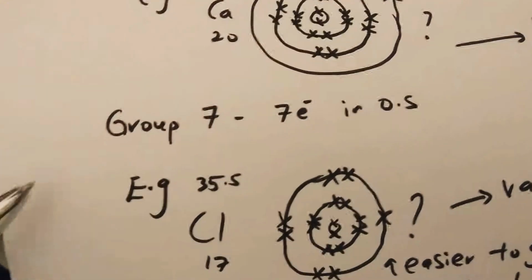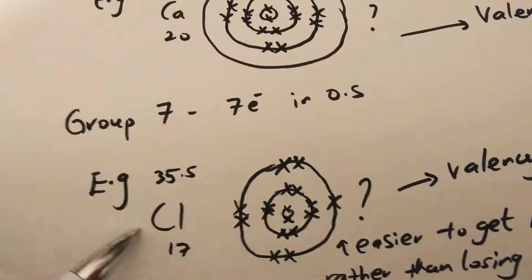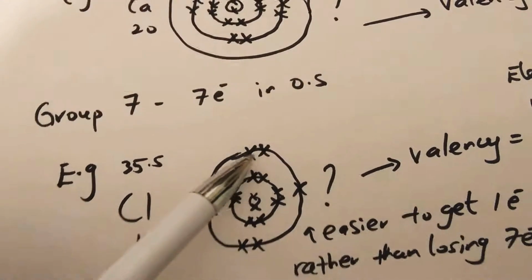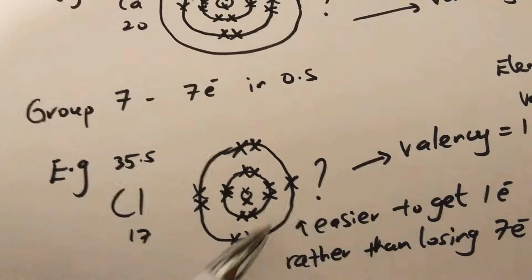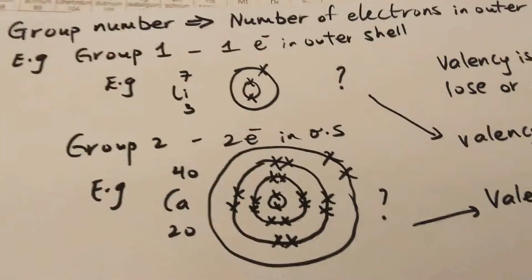Let's take one last example. Group 7. So it means it has 7 outer electrons. I've taken chlorine. Okay, and you can see 1, 2, 3, 4, 5, 6, 7 outer electrons. So you can see chlorine is in group 7. Now, let's find the valency for each one of them.